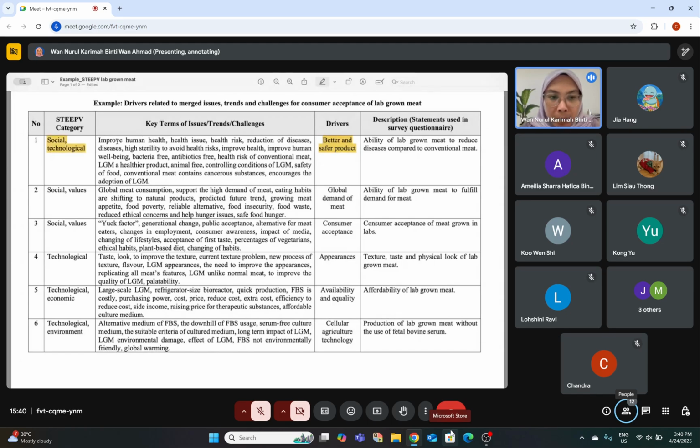How many key terms are here? There are many, maybe more than 10. And the driver that could summarize all of the key terms is better and safer product for lab-grown meat. But when we do the questionnaire to identify the level of impact, the level of uncertainty, we usually do not put better and safer product. We write a self-explanatory statement that could help the respondent understand what you mean by better and safer product. The statement depends on you and your discussions with your supervisor, how you want to make the statement easily understood by the respondents.